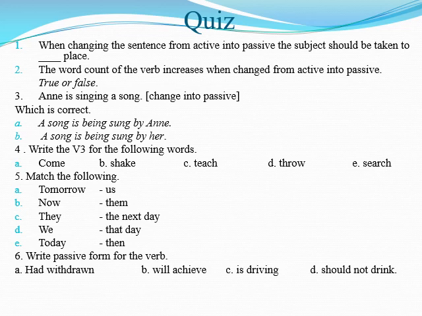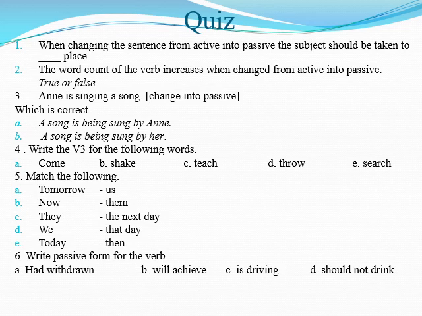Number 1. When changing the sentence from active into passive, the subject should be taken to the object's place. The word count of the verb increases when changed from active into passive. It is true. Anne is singing a song. When changing it into passive, a song is being sung by Anne.